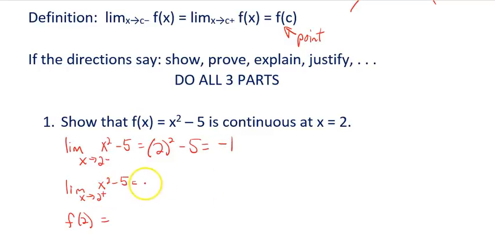Again, from the right, it's the same deal. If I can plug in and get an answer, that's my answer. So 2 squared minus 5, again, negative 1. Now f of 2 means I plug in. So 2 squared minus 5 equals negative 1. So I've done that work 3 times, but I have shown the 3 parts, okay? And this is the most simple example, but you'll see some in a minute that are not really difficult, but have some interesting parts to them.